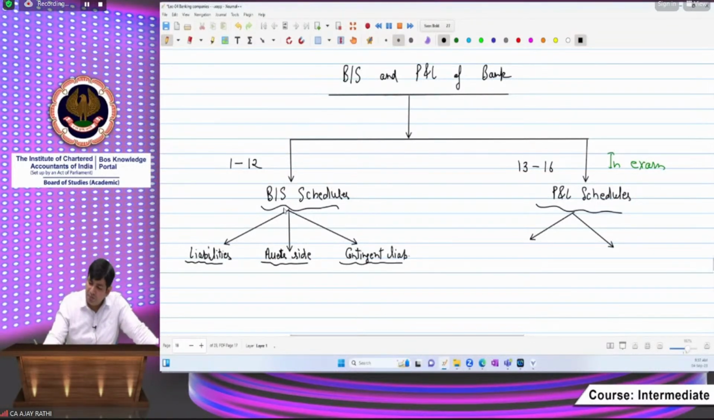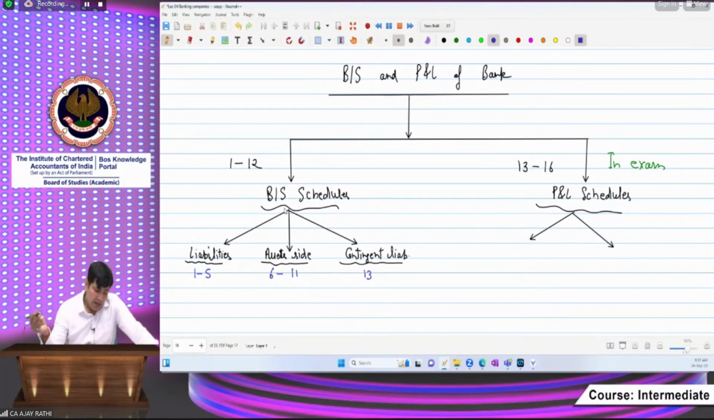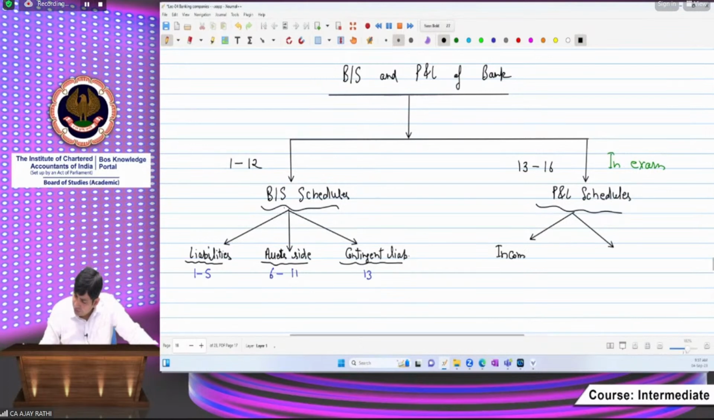Beta, schedule numbers are fixed for each and everything. Numbers 1 to 5 are there, and then 6 to 11 are in assets. And then 13 has been assigned for contingent liability. And for the P&L, there are two parts, of course, income and expenses.